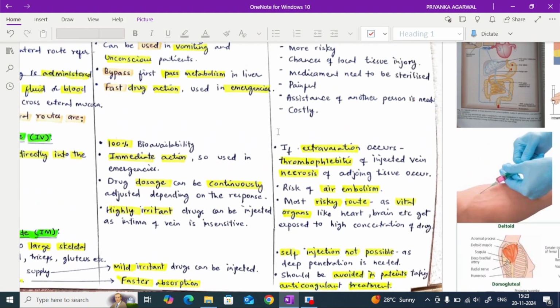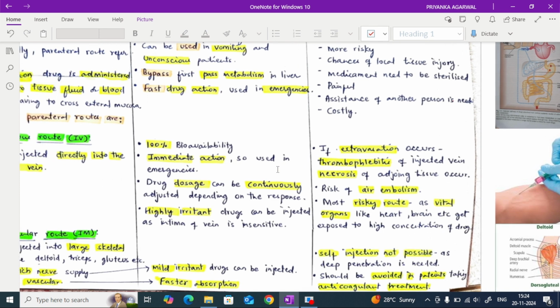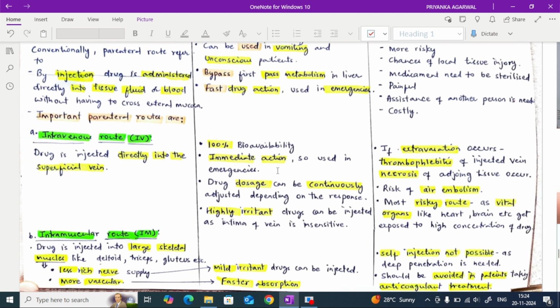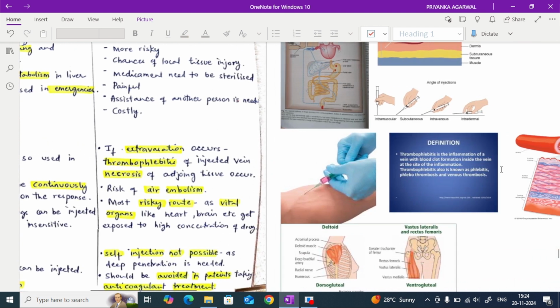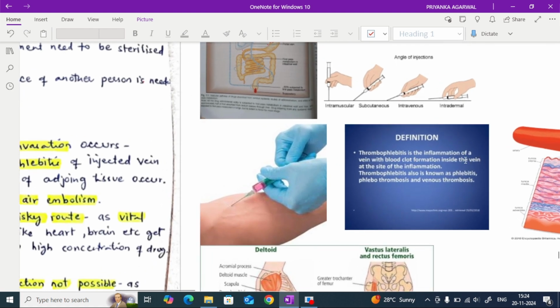Now coming to the limitations of this route. As we have studied in other routes also, the limitation would be irritation. If extravasation of the drug occurs, meaning the drug reaches outside the vein, there will be thrombophlebitis of the injected vein. What does that mean? Thrombophlebitis is inflammation of the vein, that is nothing but swelling of the vein with blood clot formation inside.